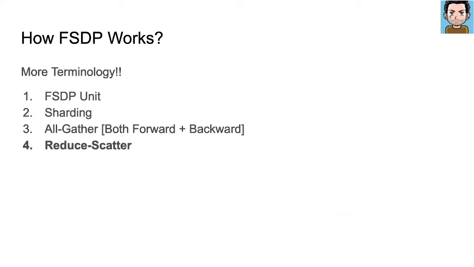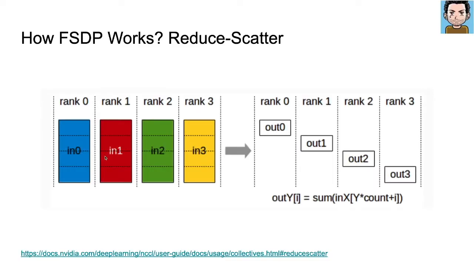So far, we have covered FSDP unit, sharding, and all gather. Now, the final operation we need is reduce scatter. We will need this operation during the backward pass. Again, reduce scatter is another primitive function provided by NCCL. We call this function when we are working with multiple nodes and each node contains a different set of data. You can think of this as different arrays or different lists.